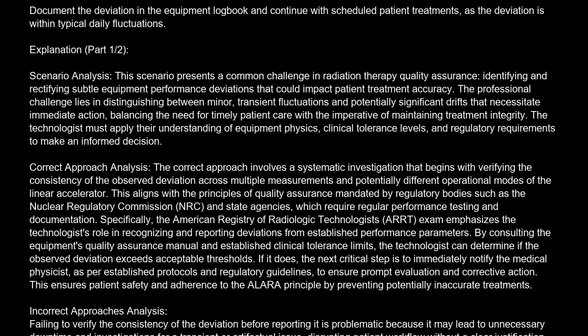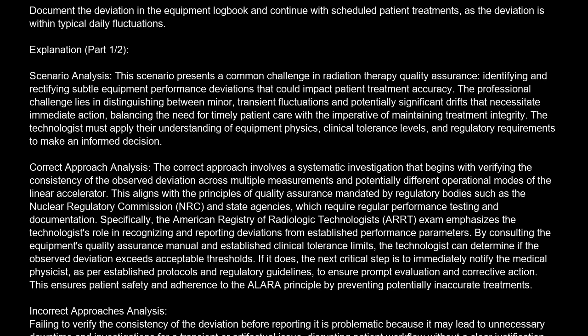Correct answer is A. Document the deviation in the equipment logbook and continue with scheduled patient treatments, as the deviation is within typical daily fluctuations. Explanation. Scenario analysis. This scenario presents a common challenge in radiation therapy quality assurance, identifying and rectifying subtle equipment performance deviations that could impact patient treatment accuracy.